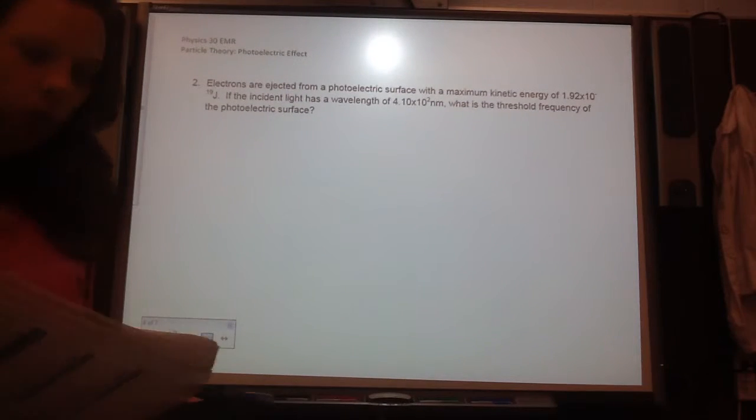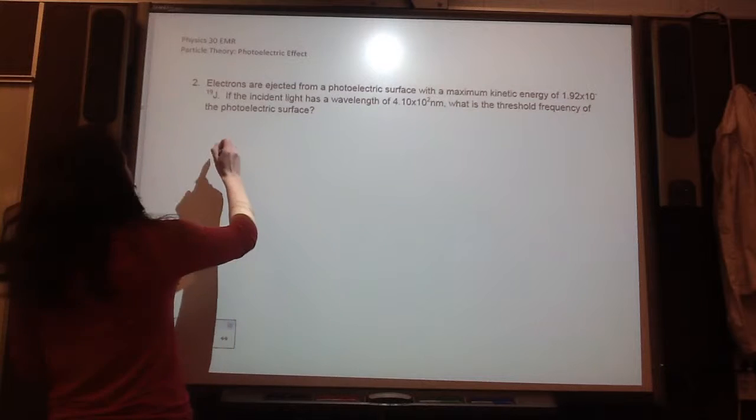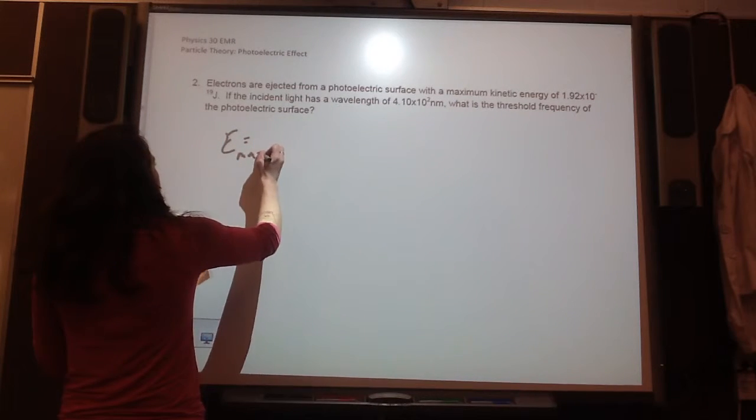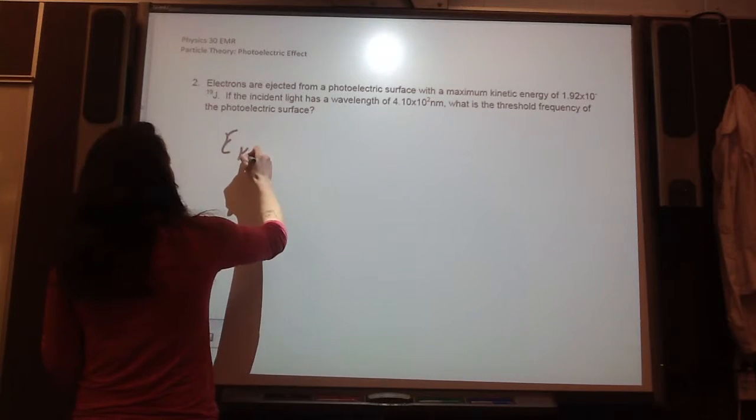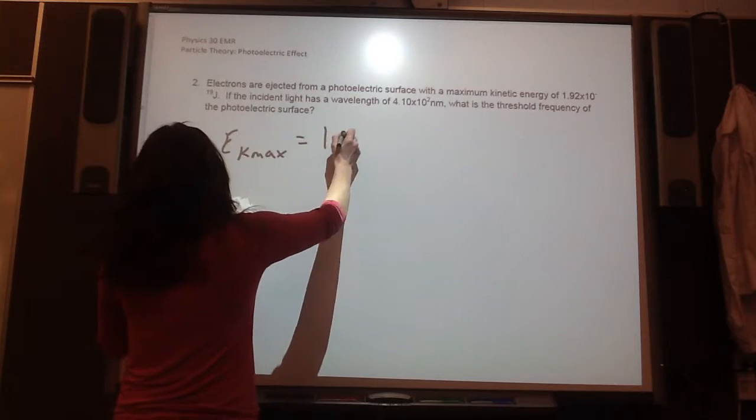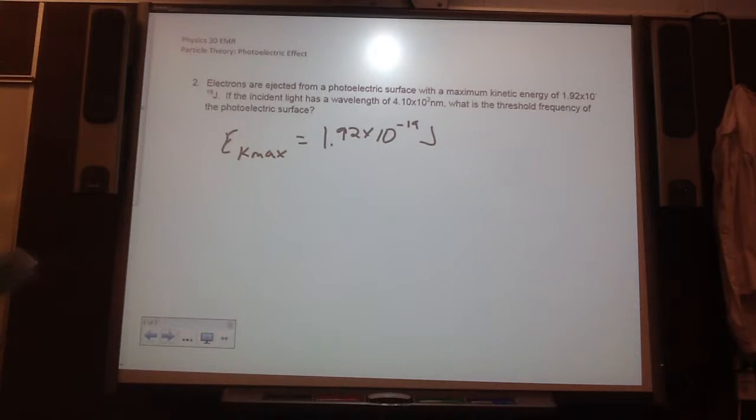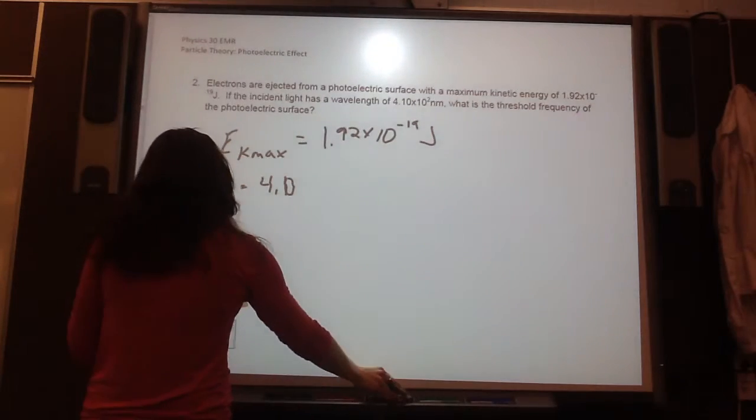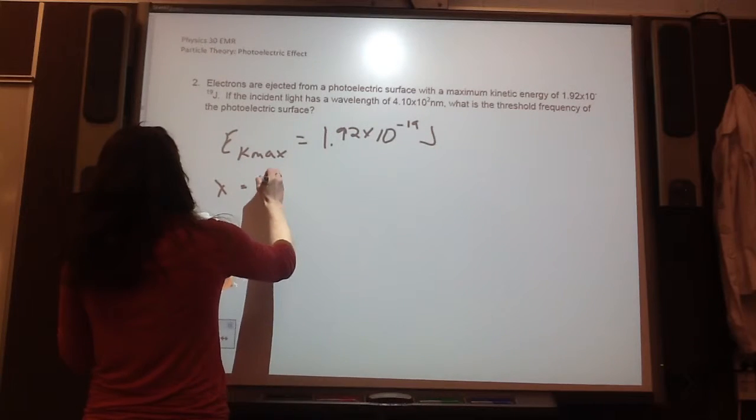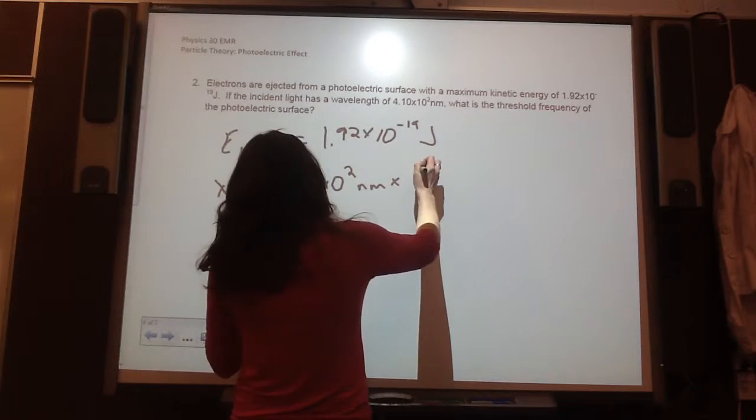Electrons are ejected from a photoelectric surface with a maximum kinetic energy of 1.92 times 10. So I'm going to put EK max, just to make sure it's super clear. EK max is equal to 1.92 times 10 to the negative 19 joules. If the incident light has a wavelength of 4.10 times 10 to the 2 nanometers, convert that to meters.